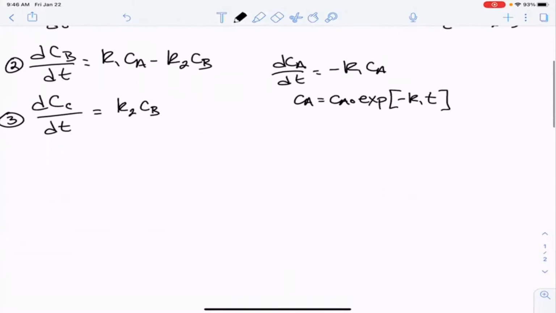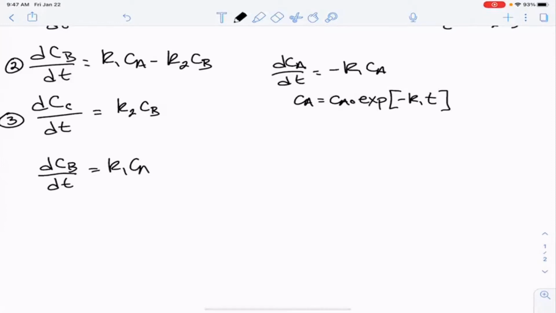All right, so let's move on and solve equation 2, where we're trying to solve for the concentration of B as a function of time. So we have dCB/dt is then equal to K1 times CA, which we just solved for CA. So it's actually K1 times CA0 times the exponent of minus K1t, minus K2 times CB.